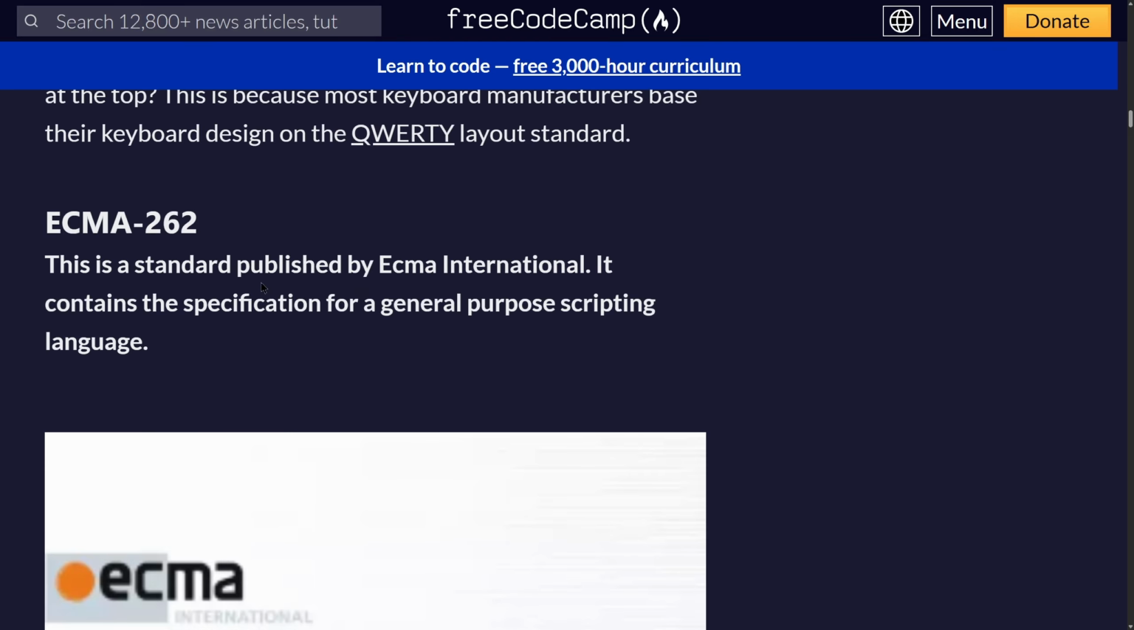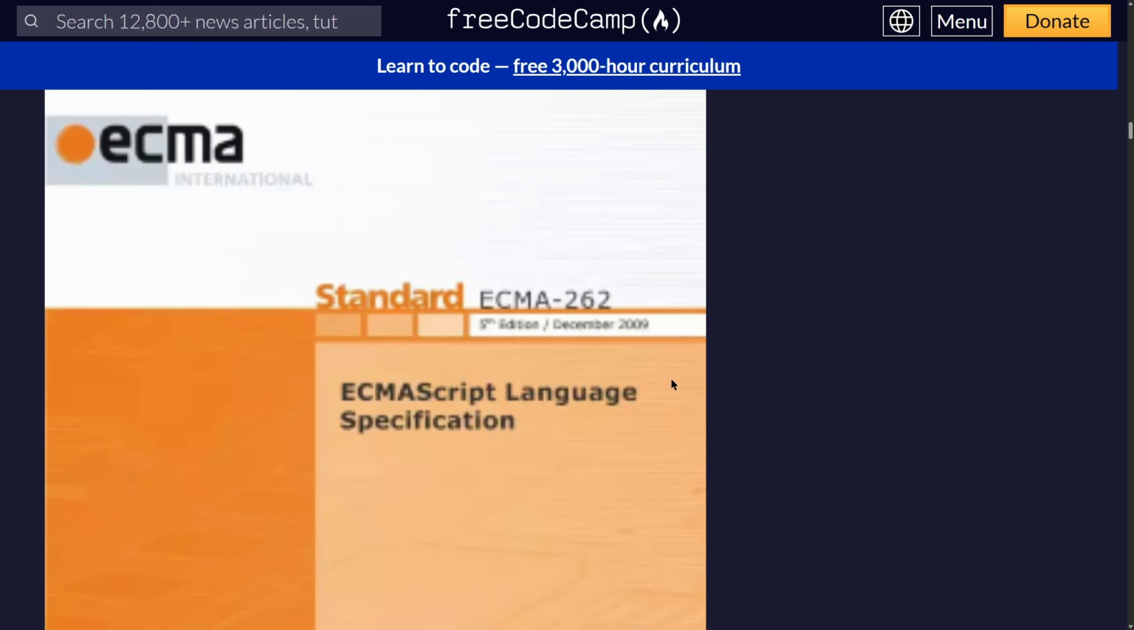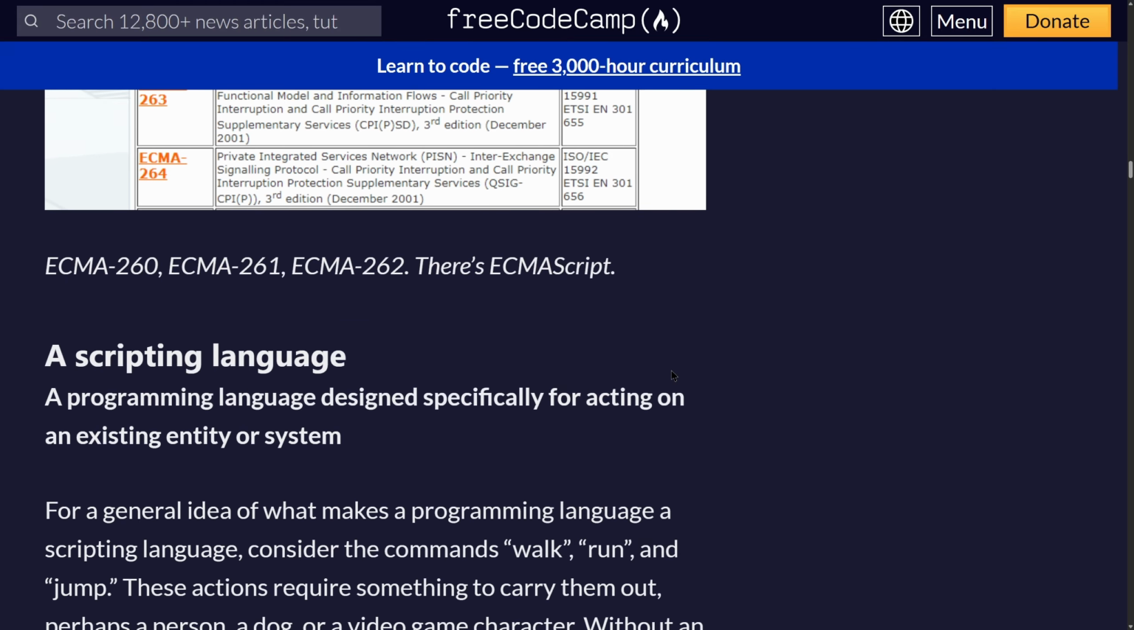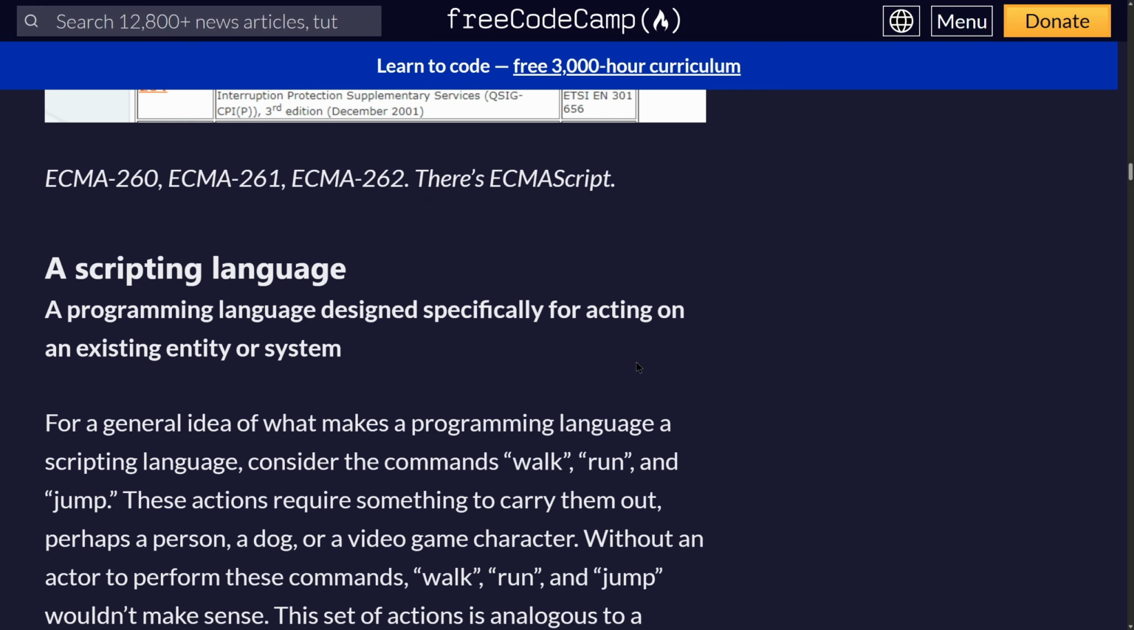Then what exactly is ECMA 262? This is a standard published by ECMA International. Okay. So ECMA 262 contains the specification for a general purpose scripting language. All right. Now, what exactly is a scripting language? A scripting language is a programming language designed specifically for acting on an existing entity or system.